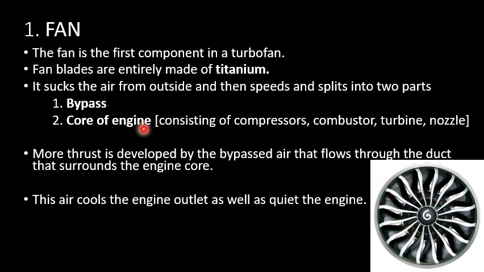As it enters the core of the engine, the core consists of compressors, combustors, turbine, and nozzle. So the air from the outside reaches the core of the engine, and it passes through compressors, combustors, turbine, and the nozzle. Then more thrust is developed by the bypassed air that flows through the ducts that surround the engine core. So the advantage of the bypassed air is that more thrust can be developed inside the engine. So a turbofan engine can develop more thrust.